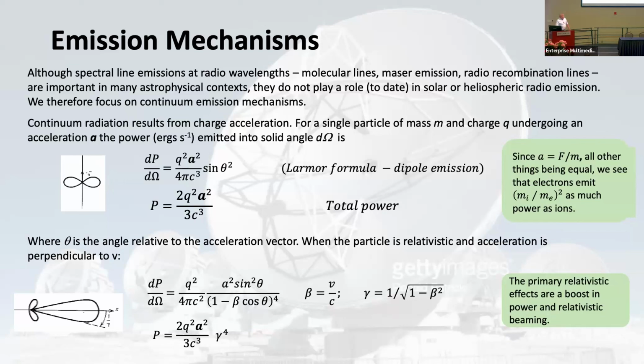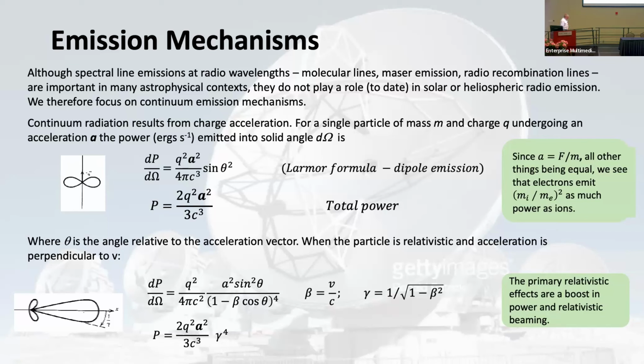I think you've all encountered this. If you have a single charge, an electron, say, of mass m, it requires acceleration to generate photons. And that's captured by the Larmor formula there. So acceleration squared gives the power, ergs per second, into some solid angle. The angle is given by that sine squared, so it's basically a dipole pattern for non-relativistic electrons being accelerated perpendicular to their velocity. For the total power, just integrate up over solid angle. And you see that, all other things being equal, electrons are much more efficient emitters for a given acceleration.